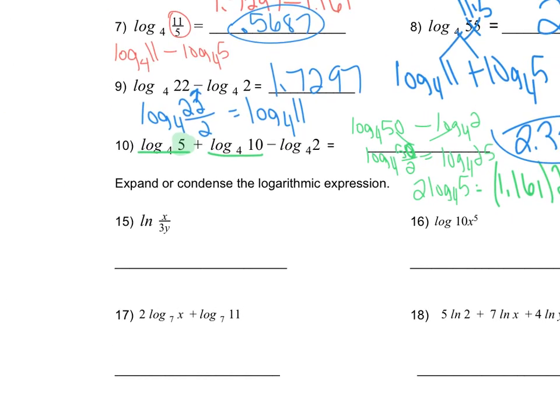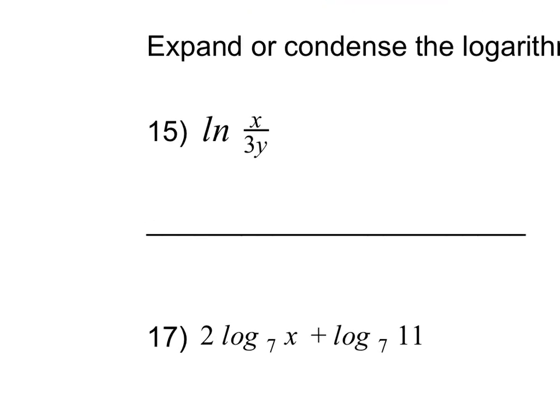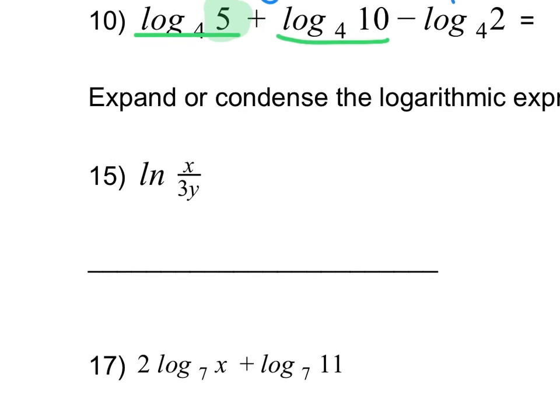Okay, so now we're actually going to do that expanding and condensing of logs with variables instead of just numbers. So if we have the natural log of x divided by 3y, the first thing we're going to do is break that apart just a little bit. We're going to remember division means subtraction, so we're going to have the natural log of x minus the natural log of 3y. Well, we still have this 3 times y that we need to deal with.